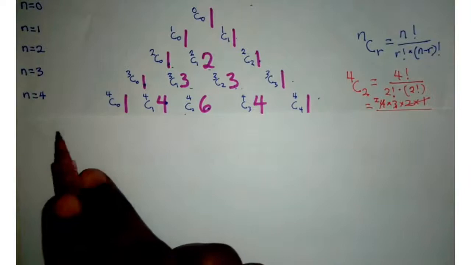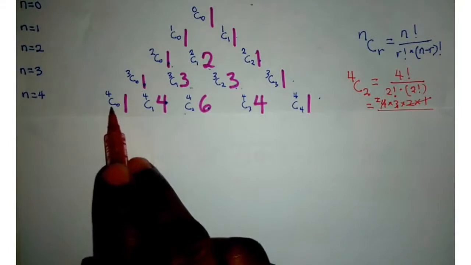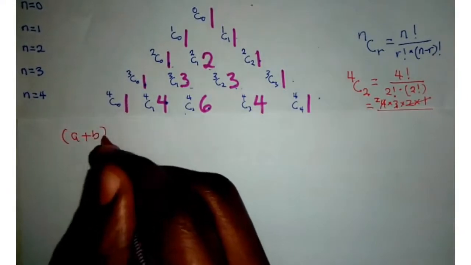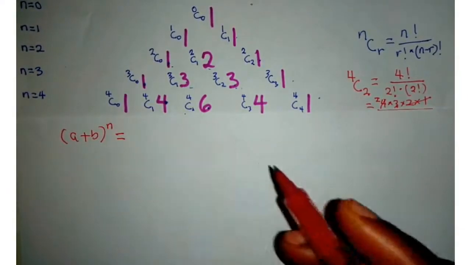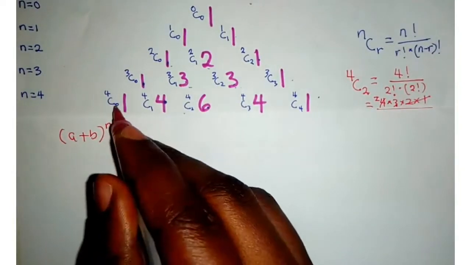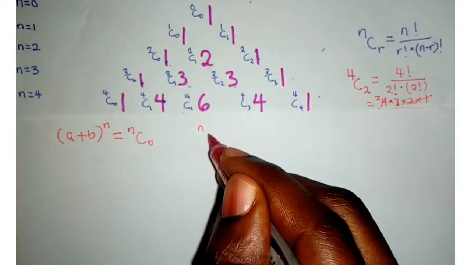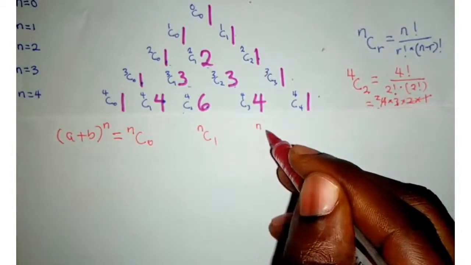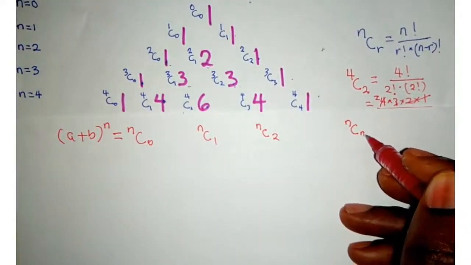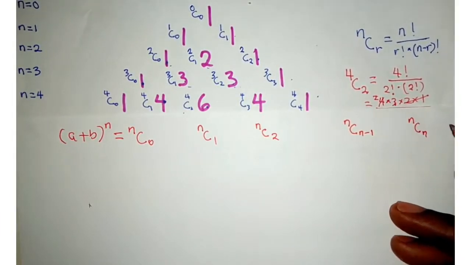We can now see that, for instance, when n equals 4, these coefficients can be replaced by these combination notations. So if I have (a plus b) to the power of n, this will be equal to, now let's write the coefficients first in terms of the combination formula. So we have n combination 0, n combination 1, n combination 2, up to n combination n minus 1, and n combination n.